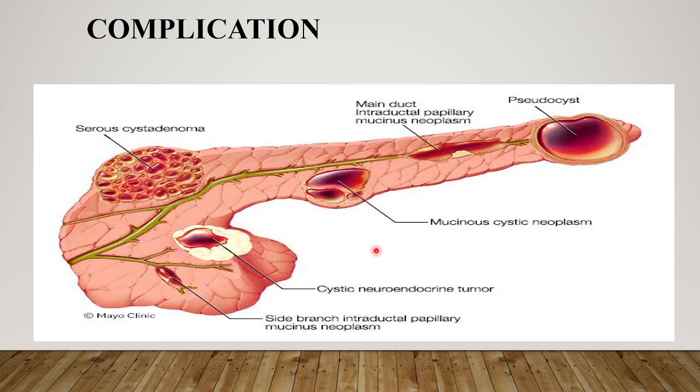This is the picture of pseudocyst. Pseudocyst is a local complication, and it also develops from the pancreas. Protease and lipase cause the autodigestion of the pancreas and break down the fat tissue, and it leads to liquefactive necrosis.